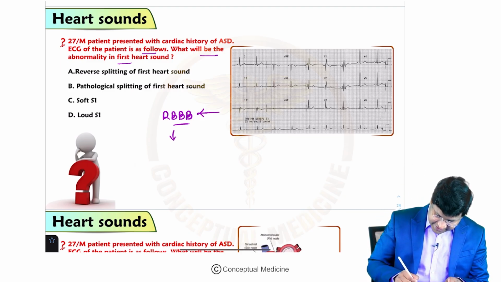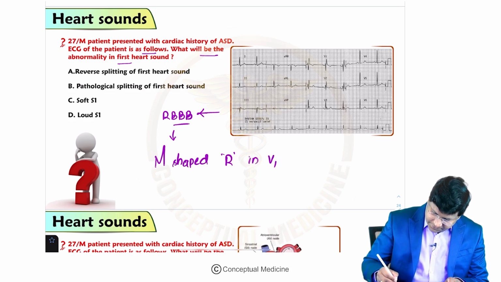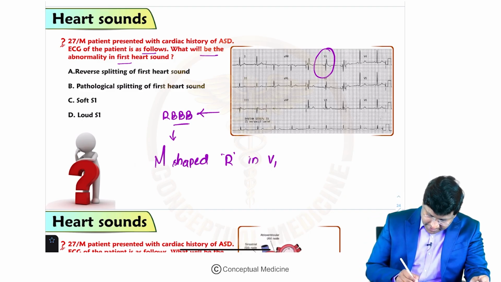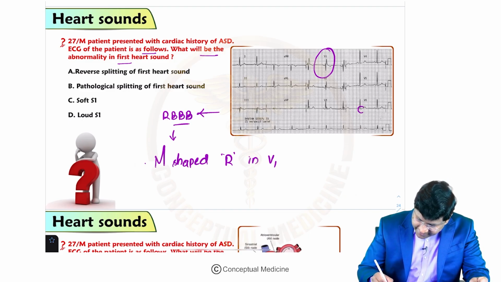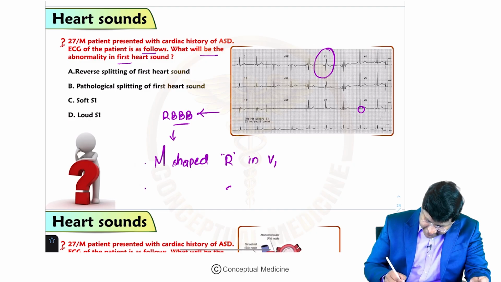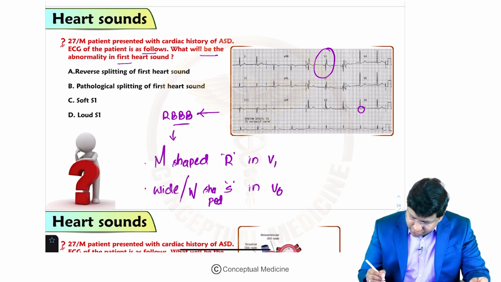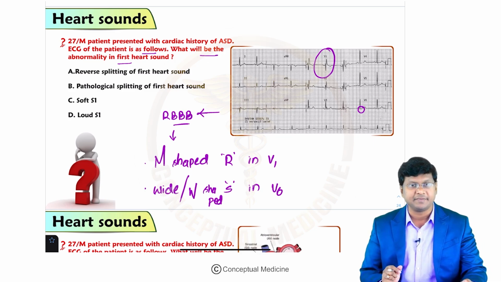You have the presence of M-shaped R wave in V1, right? You can observe that here. It's an M-shaped R wave in V1. And presence of M-shaped R wave in V1 and the S wave in V6, it is wide, right? Or it is like W shaped, but in our ECG it is not exactly W shaped, but it is slightly wider than normal. These 2 points favor the right bundle branch block.